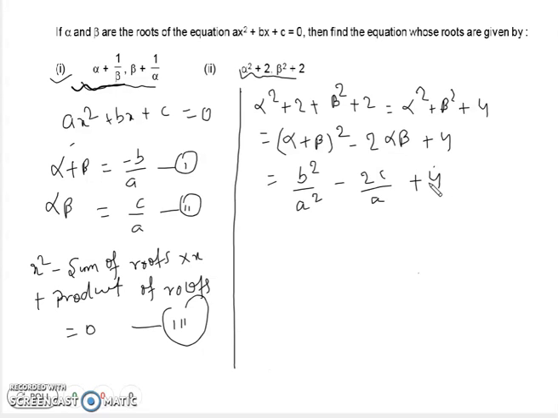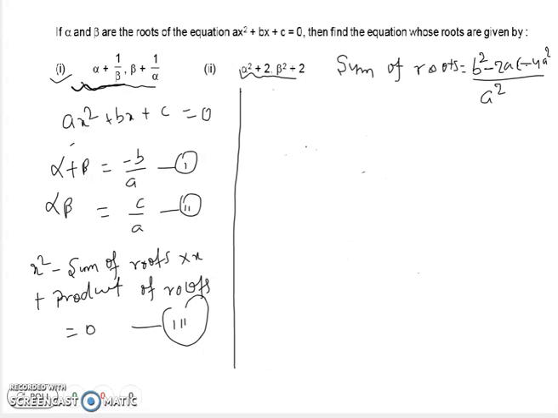So it will be the sum of roots, and after taking the LCM it will become b square minus 2ac plus 4a square, all over a square, right? Are you getting my points, guys? So this is very simple, and this is the sum of roots. Now I am going to find out the product of roots, guys, right?